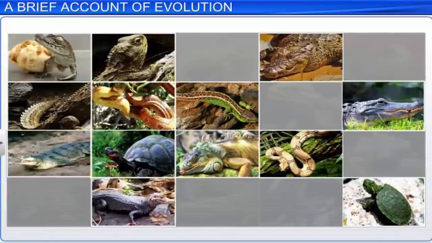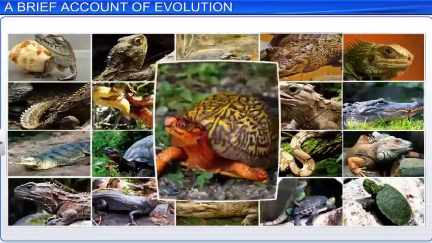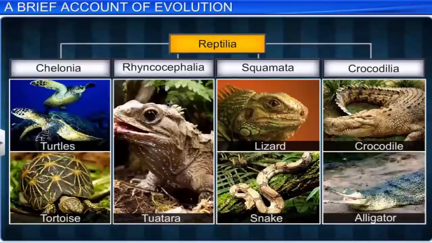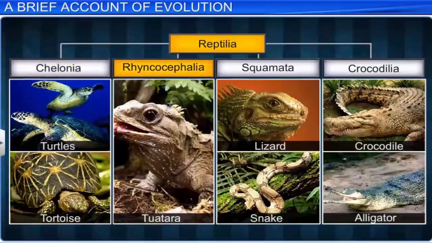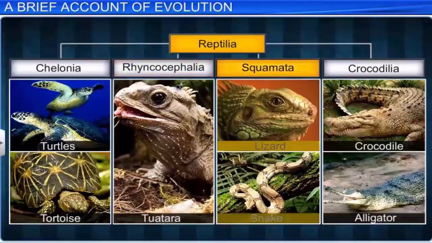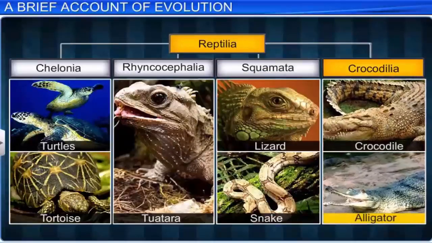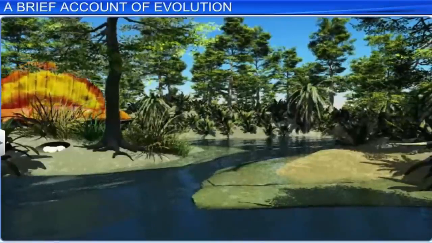Over millions of years, reptiles evolved into different orders. Each of these orders developed different characteristics which helped them survive in various environments. Today, there are 4 orders of class Reptilia. The first order is Chelonia, which includes turtles and tortoise. The second order, Rhynchocephalia, includes Tuatara. The third order, Squamata, includes lizards and snakes, while the fourth order, Crocodilian, includes crocodiles and alligators. Meanwhile, the plants that existed during the Permian age were ferns.